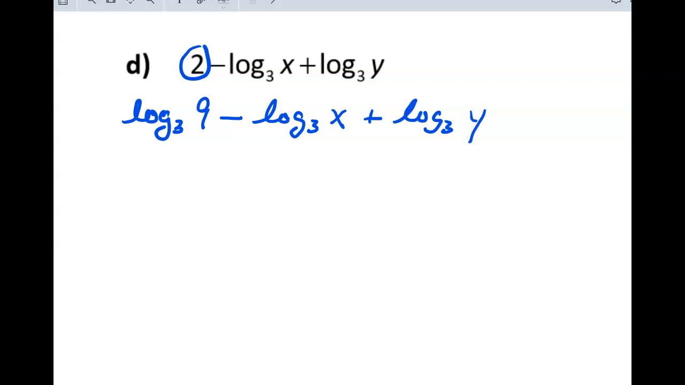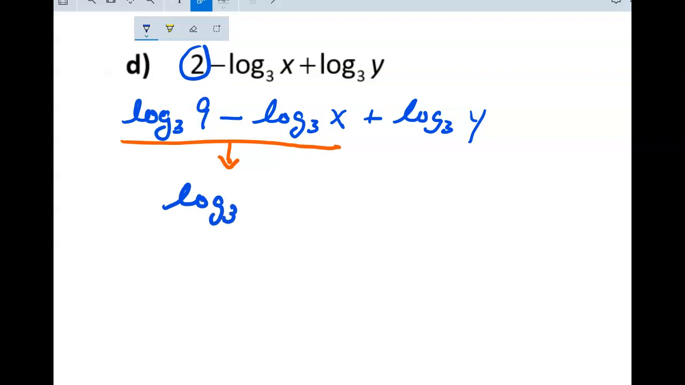So with addition and subtraction, we have to take care of the operation that's on the left first. So we don't want to do that addition first. We need to do the subtraction because it's on the left. So doing the subtraction, that's the log base 3 of 9 over x plus the log base 3 of y.